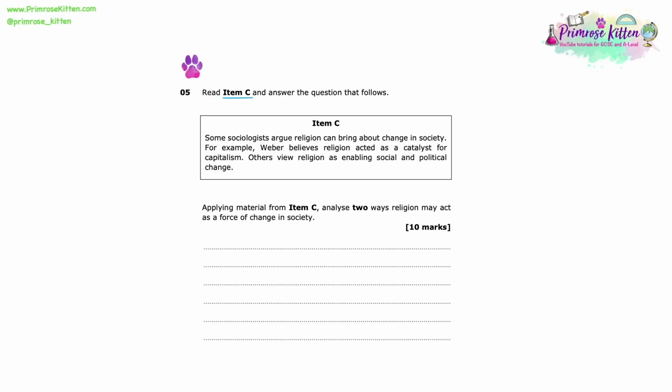Read item C and answer the question that follows. Item C. Some sociologists argue religion can bring about change in society. For example, Weber believes religion acted as a catalyst for capitalism. Others view religion as enabling social and political change. Applying material from item C, analyse 2 ways religion may act as a force of change in society. 10 marks.